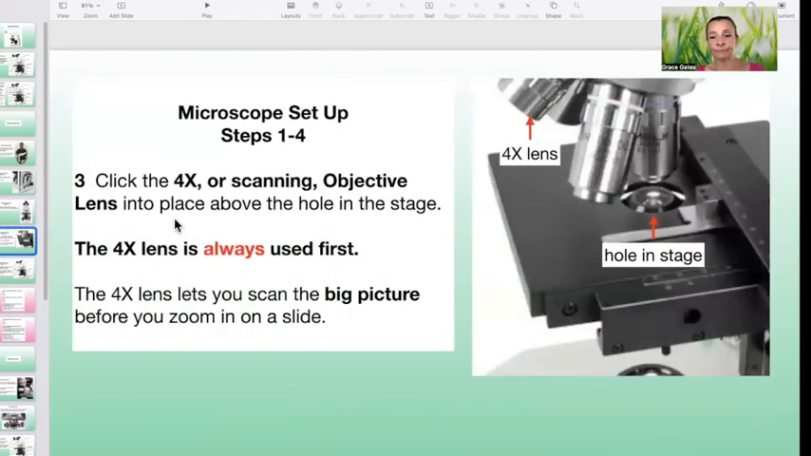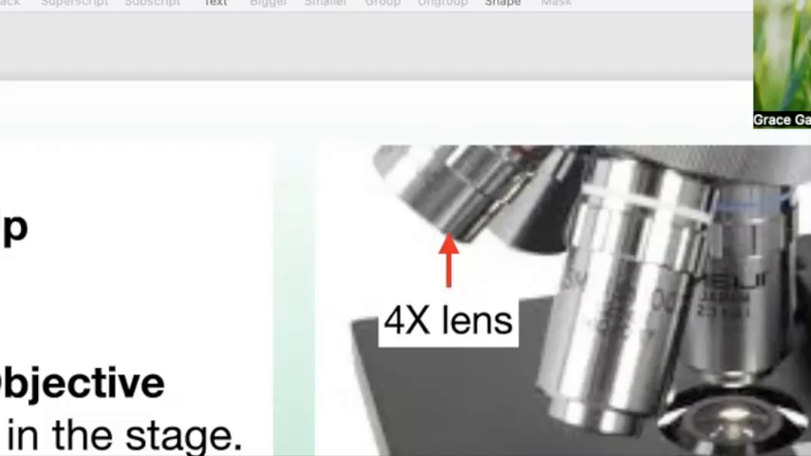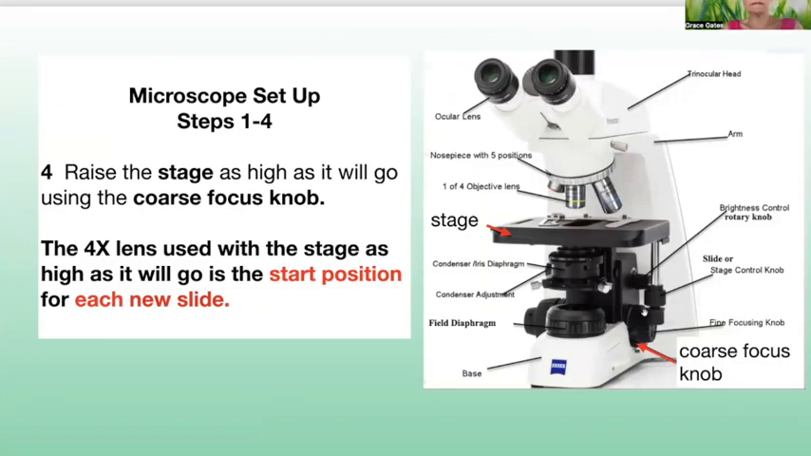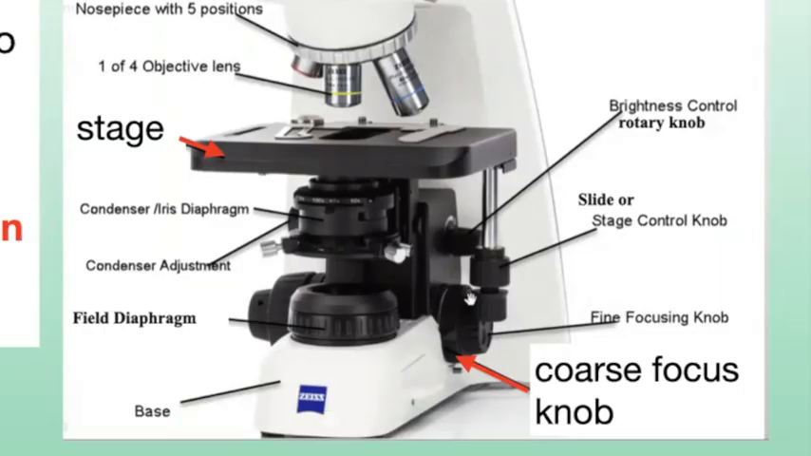So push those ocular lenses either closer together or farther apart to match how far apart your eyes are. Now you want to start with your 4x lens. So click it into place and always choose that first. It lets you see the big picture before you zoom in on any parts of the slide. Now, 4, raise the stage as high as it will go using the coarse focus knob. And this is your starting position.